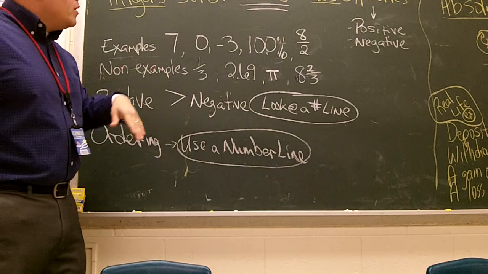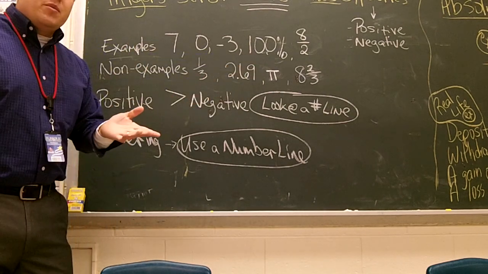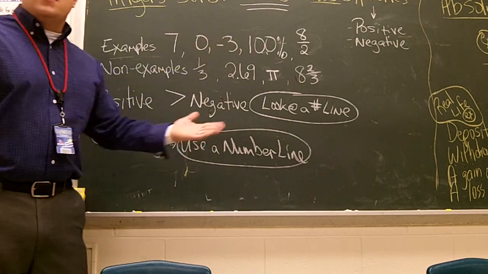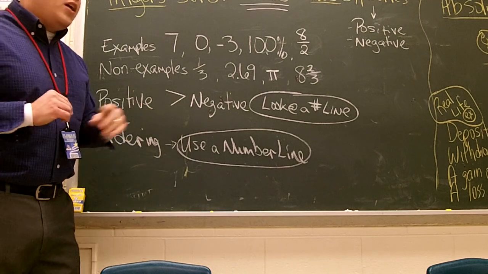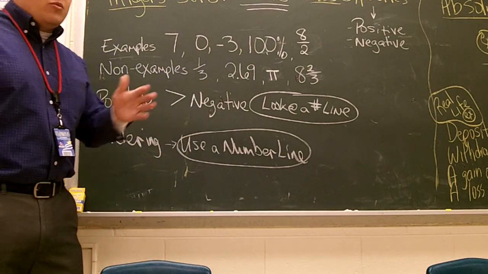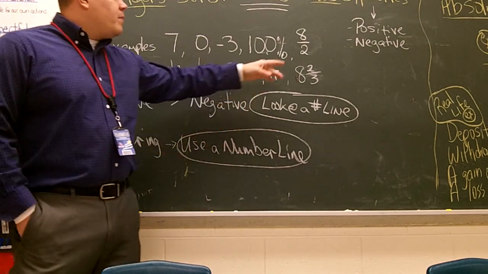It's less than 0. Or we have 100%. That sounds kind of strange because a percent usually is something that is less than a whole of something. However, 100% is one whole. If I had 100% of a pizza, I'd have a whole pizza. So this is an example of an integer, as long as you were to convert it and understand the fact that it does turn into 1, which is an integer.